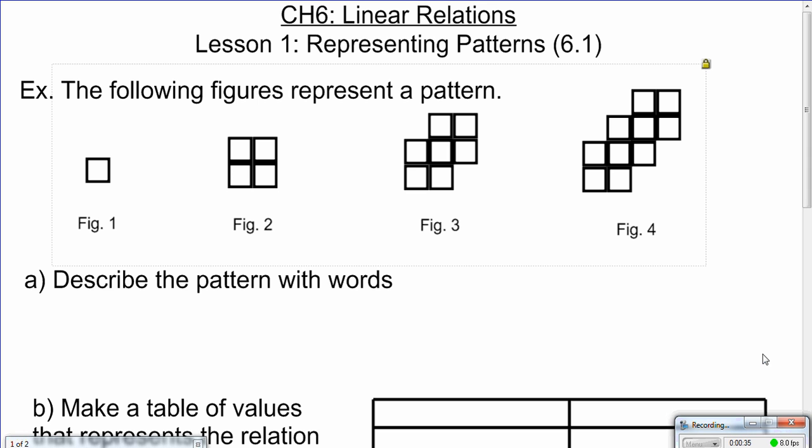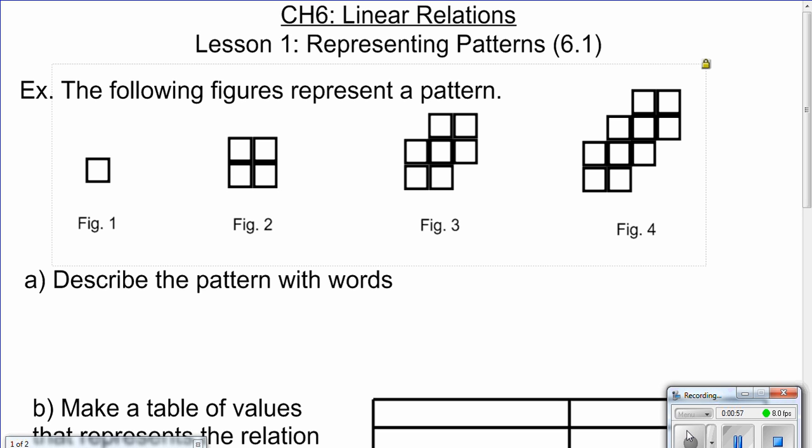And so we're looking at patterns and how do they change and how do they grow, and we're going to be looking specifically at linear patterns, so things that grow in a linear way. And I'll explain a bit more what that means. So in this first lesson, the first example we give you just is a pattern.